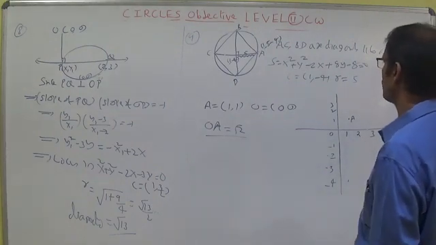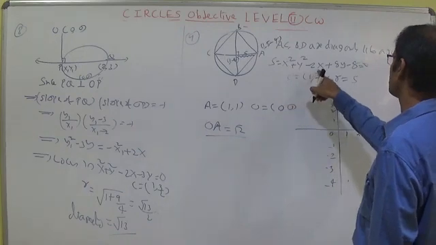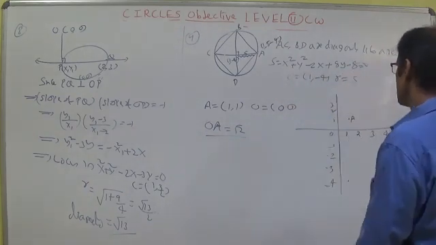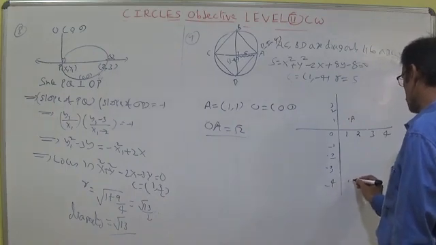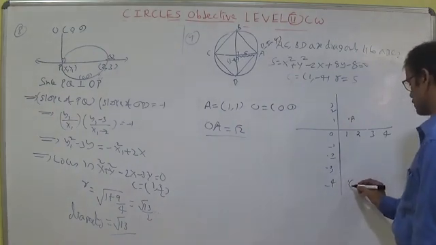Let us discuss (1, 1). 1 plus 1 minus 2 plus 8 minus 8. Correct. It is on the circle. So the center depends upon the center (1, 4). This one C, you put center.